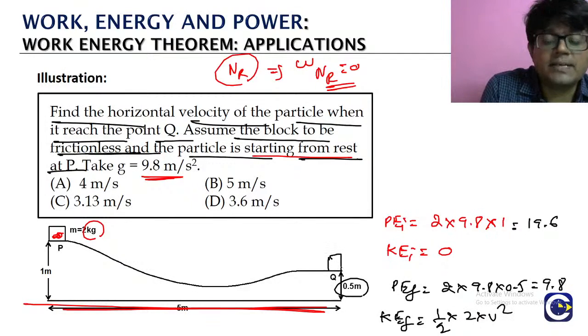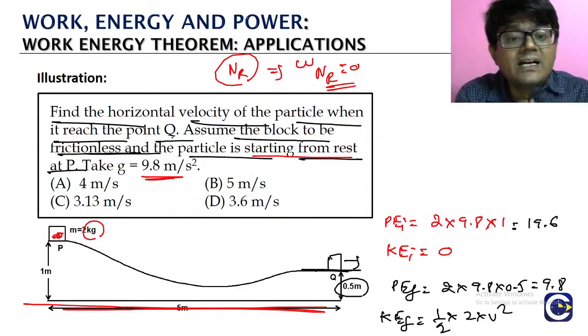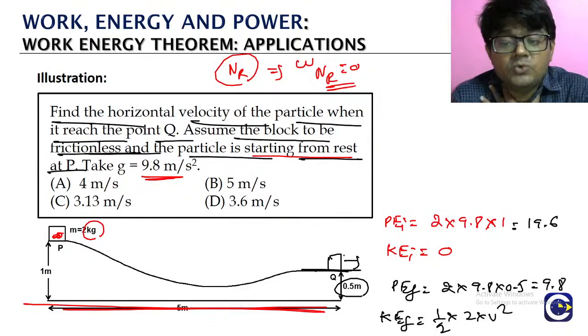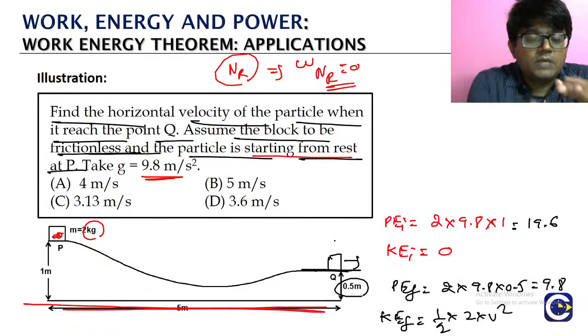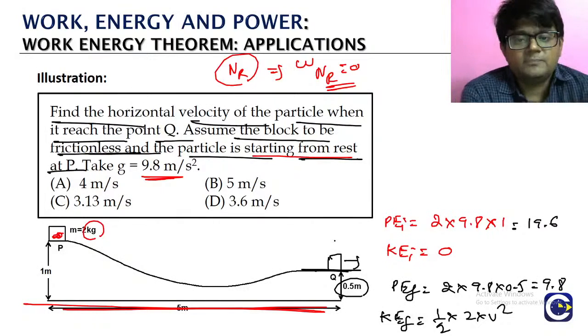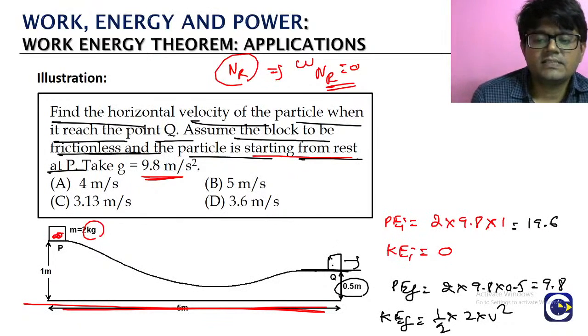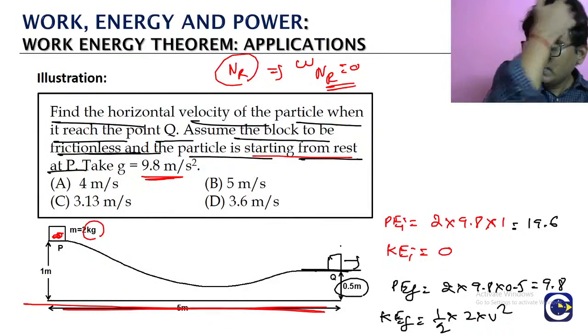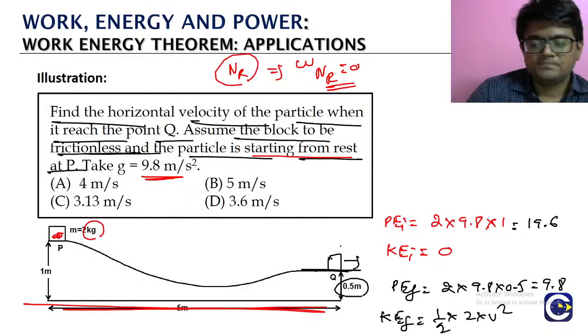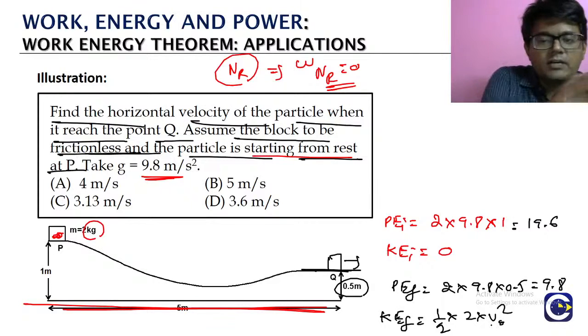Look here, when it is coming to point Q, the surface is flat, which means the velocity will be horizontal. They are asking: find the horizontal velocity of the particle when it reaches point Q. The velocity will be horizontal because the object is always moving along the contact plane. If the contact plane is horizontal, the velocity will be horizontal. If the contact plane has a curvature, the velocity will be along that curvature. Since the surface at point Q is horizontal, the velocity at point Q will also be horizontal. So this v will be horizontal, and that is what they are asking.